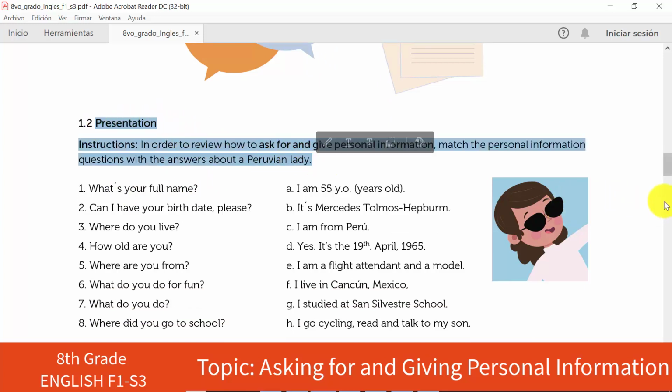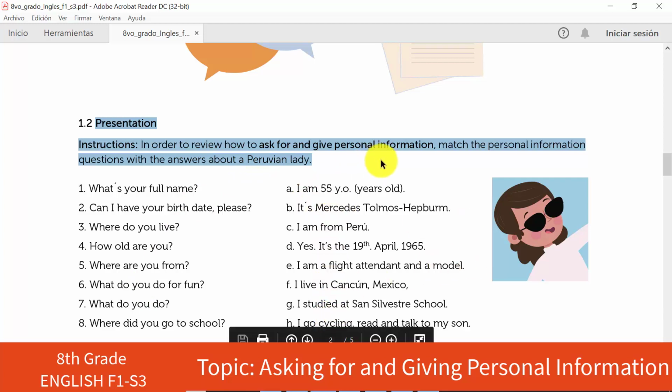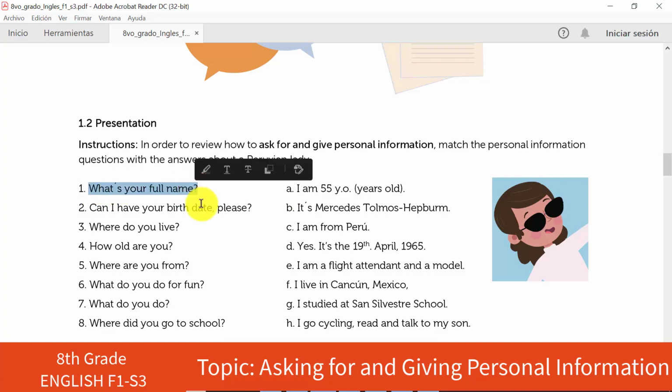In order to review how to ask for and give a personal information, match the personal information questions with the answers about a Peruvian lady, okay? A fin de repasar cómo pedir y dar información personal, match, une la información personal de estas preguntas con sus respuestas. Repito, match, une la información personal de estas preguntas con sus respectivas respuestas. ¿Ok? Así que vamos a hacer matching con una línea.